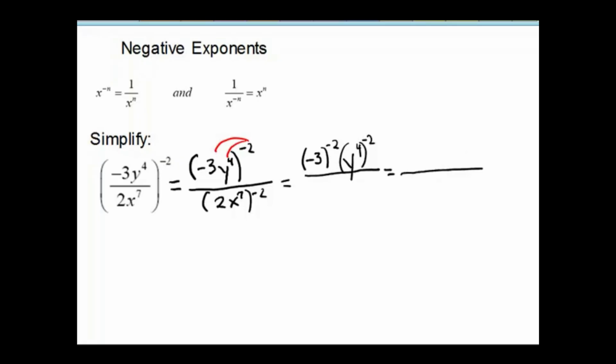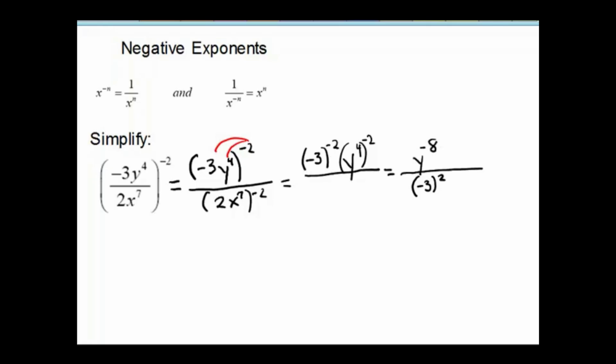We cannot work out the negative 3 to the negative 2 power. A number to a negative power you have to shift before you can work it out. So it's going to move down and get a positive exponent. This y we can work out, and that will be y to the negative 8. We'll leave it there for right now.